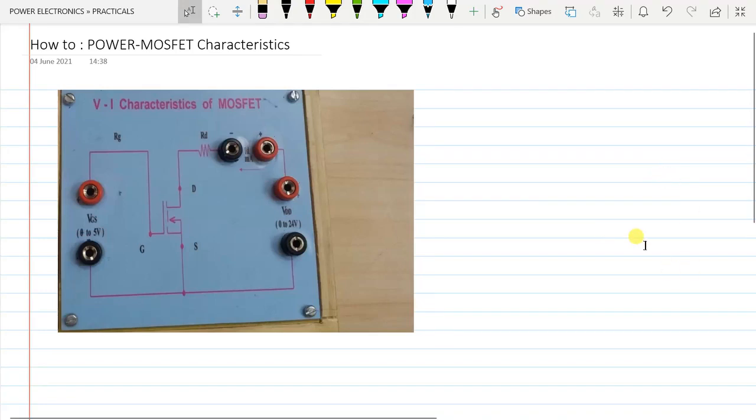So now we will discuss how to measure the power MOSFET characteristics on the kit. What we are seeing here is the kit available in lab for VI characteristics of MOSFET. In this experiment we are supposed to perform the following three tasks.